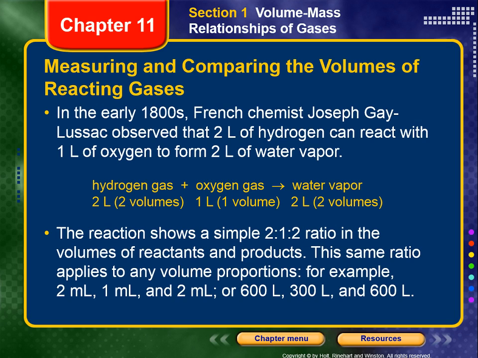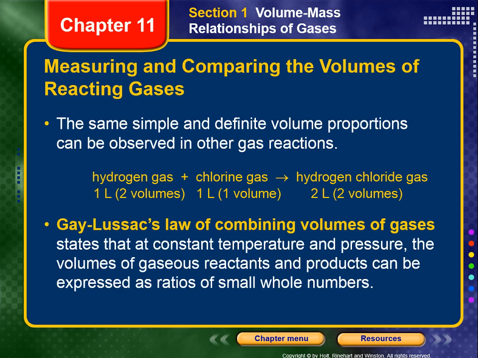This reaction shows a simple 2 to 1 to 2 ratio in the volumes of reactants and products. Again, in volumes, right? Not necessarily how much is there per se, but we're measuring volumes here. Now, this same ratio applies to any volume proportions. For example, if we're only looking at milliliters, it would be 2 milliliters to 1 milliliter to 2 milliliters, or 600 liters to 300 liters to 600 liters. Again, it's always a 2 to 1 to 2 ratio, regardless of the scale at which you're operating.